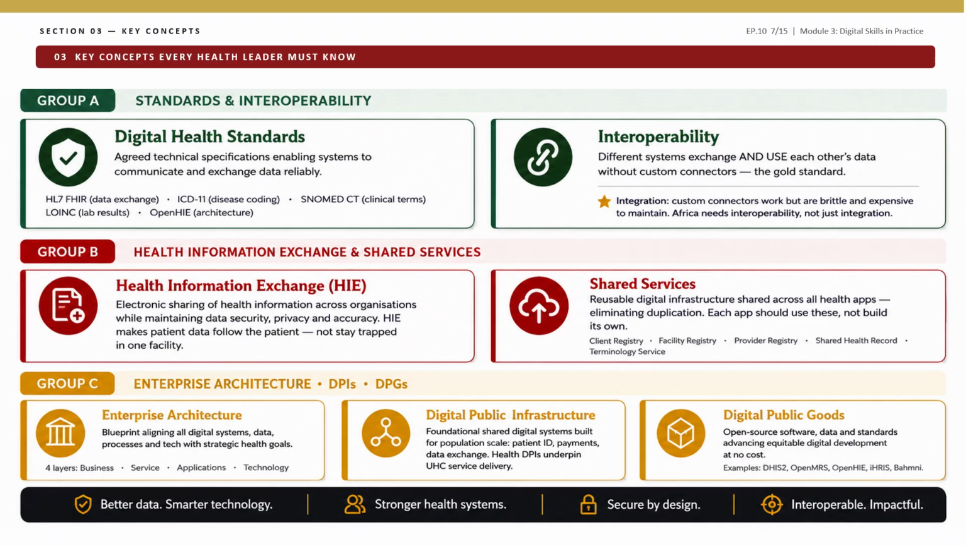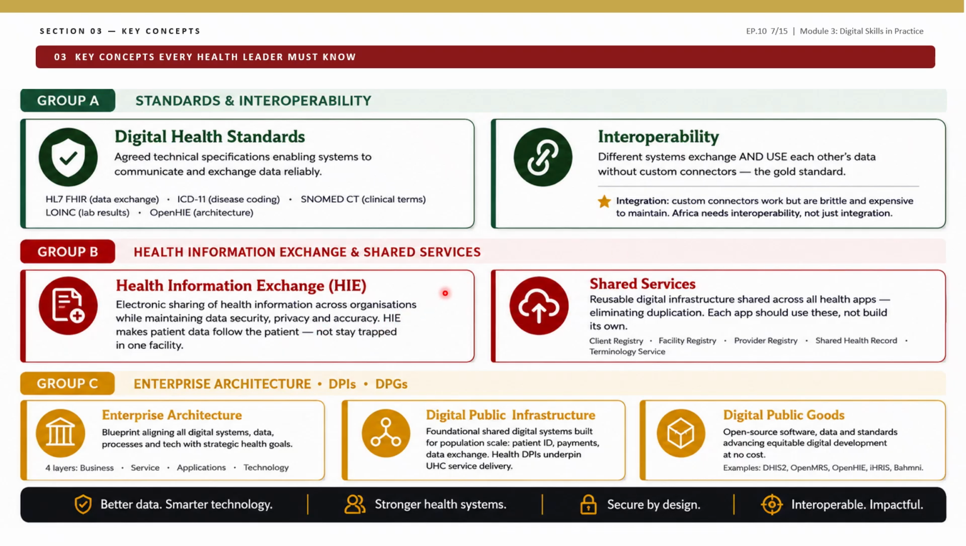Next, Nuru learns several concepts she'll encounter throughout her digital health journey. Digital health standards. These are agreed technical specifications enabling systems to communicate and exchange data reliably. They include terminology services, FHIR for data exchange, and ICD-11 for disease coding. Interoperability. Different systems exchange and use each other's data without custom connectors. This is the gold standard.